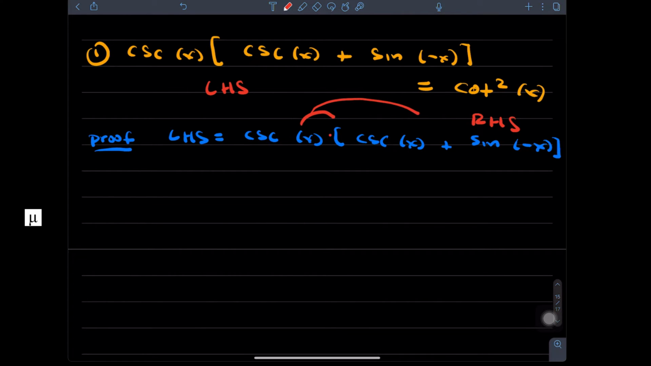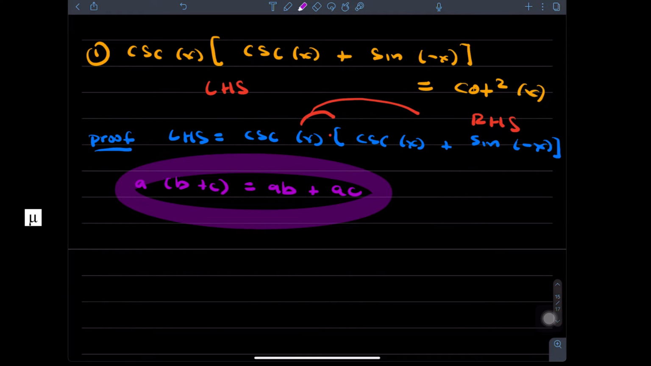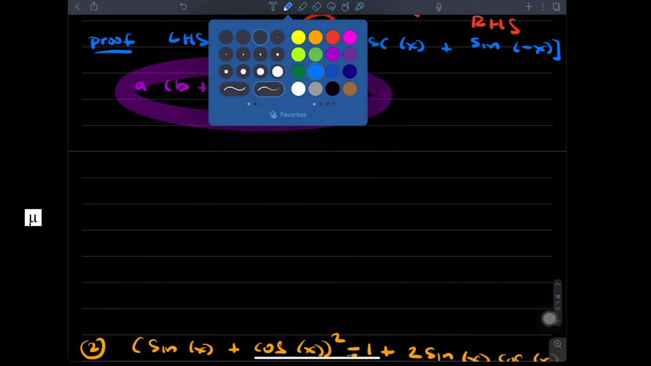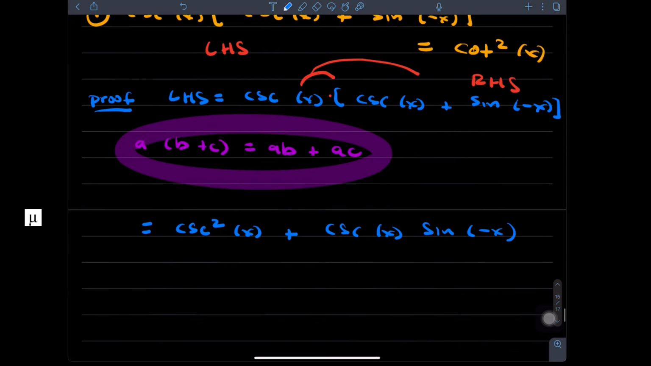What's the only thing you guys can do here? You guys know the algebra. What's that property? Right, let's do the S portion. This is a distributive property. Is that right? This is from algebra here. What does this give you? Cosecant squared plus cosecant times sine of minus x. Is that right? And you say we have to show it equals cotangent squared.